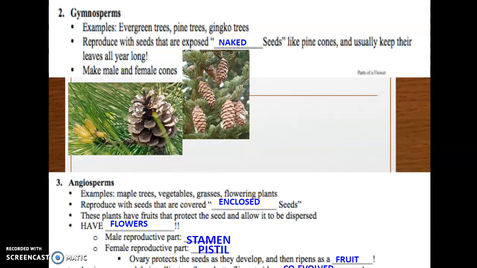The cool thing is that they make male and female cones. And so gymnosperms, again, are going to be the exposed seeds in the form of these cones.